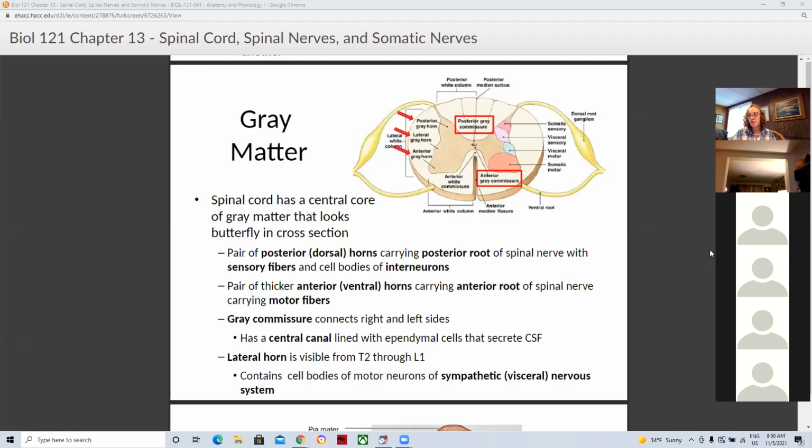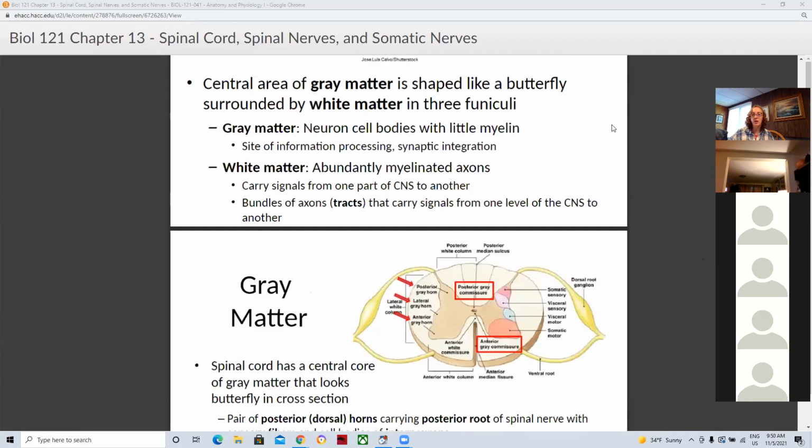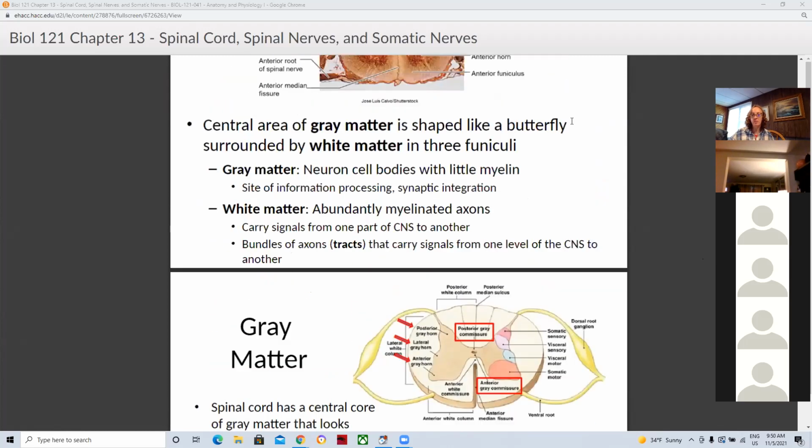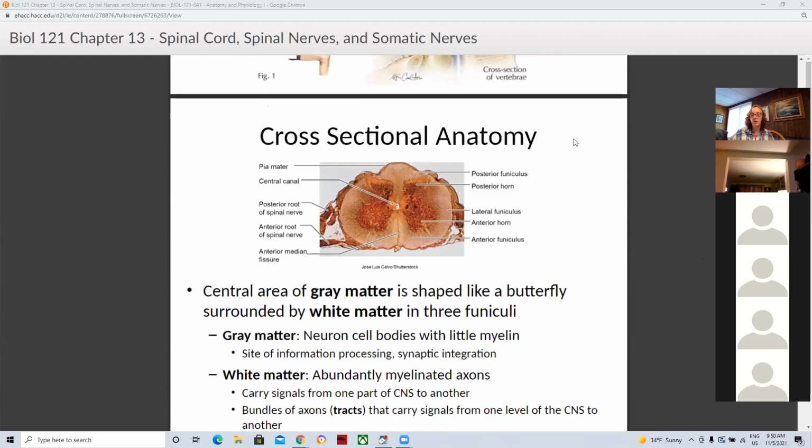Okay, so let's come back here. Gray matter and white matter. Gray matter is neuronal cell bodies with little myelination. White matter is abundantly myelinated axons organized into tracts.